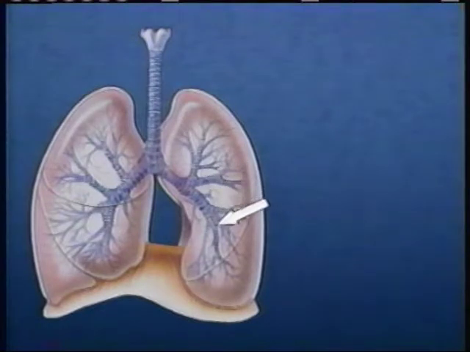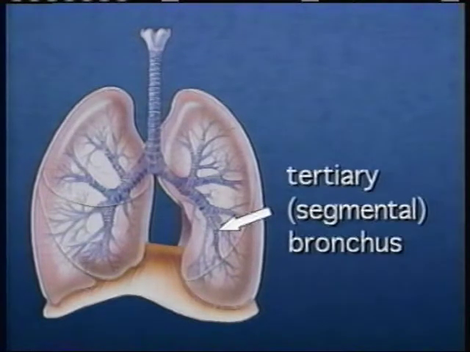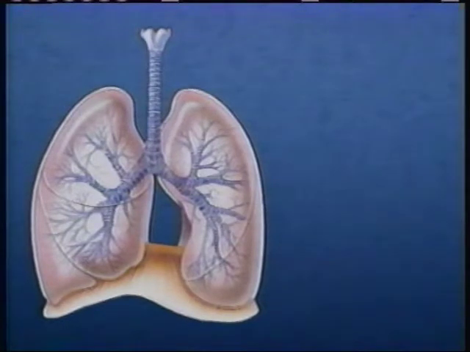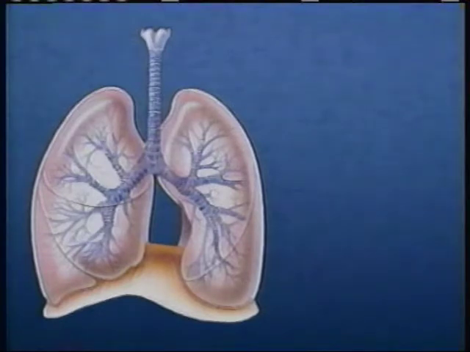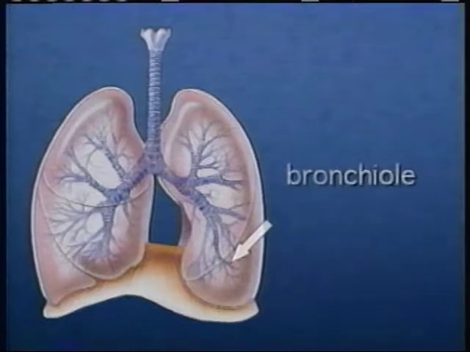The secondary bronchi divide into tertiary or segmental bronchi, which divide again and again, with each division resulting in a smaller diameter branch. Overall, there are about 23 orders of branching in the lung. When the diameter of the air passageway is less than 1 millimeter, the passageway is referred to as a bronchiole.